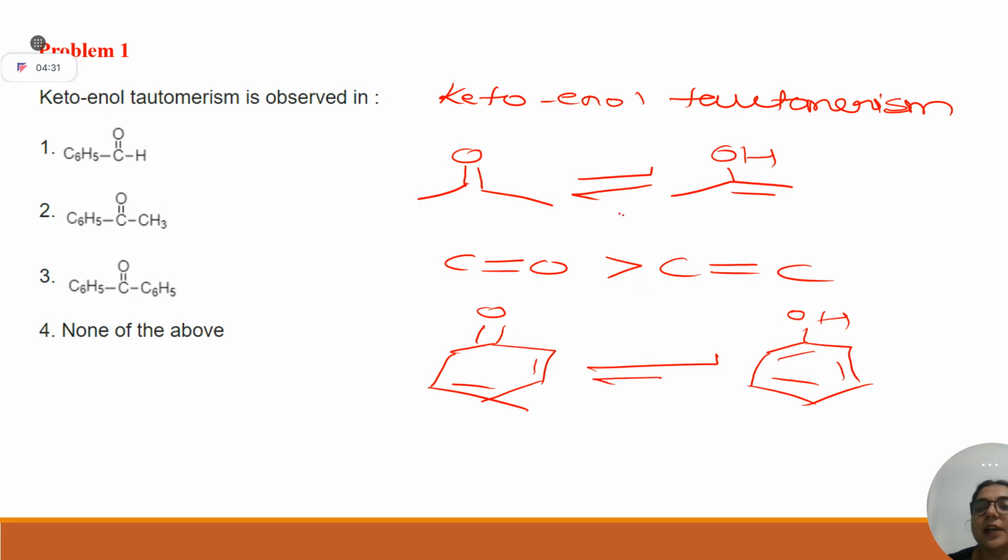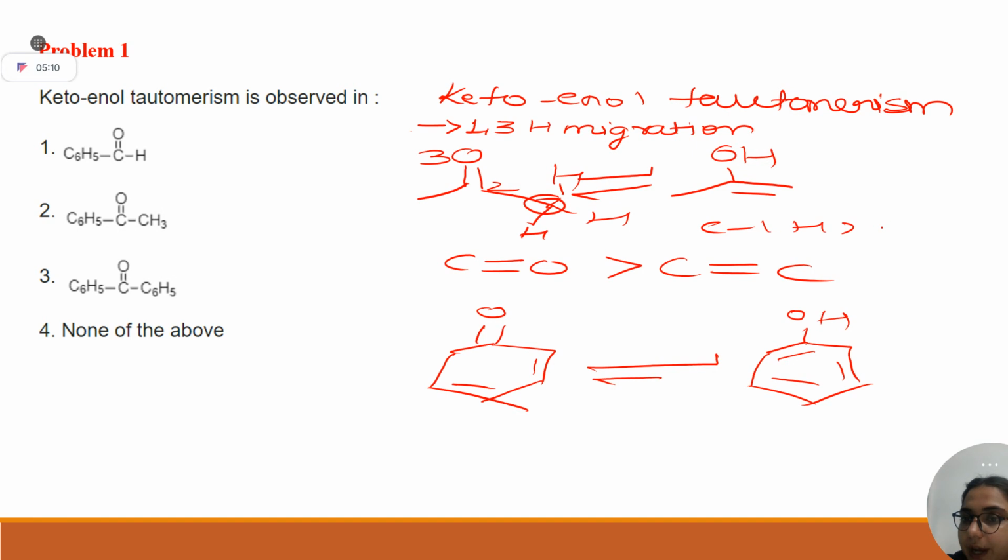So, keeping these things in mind, what you have learned is that for ketoenol tautomerism, a compound should have alpha hydrogen, because the definition of ketoenol tautomerism says it is 1,3 hydrogen migration. How 1 to 3? You can number from any side. Let's say 1, 2, 3. Carbon number 1 is having 3 hydrogens, so this hydrogen is shifted to atom 3. Yes or no? So this is your tautomerism.